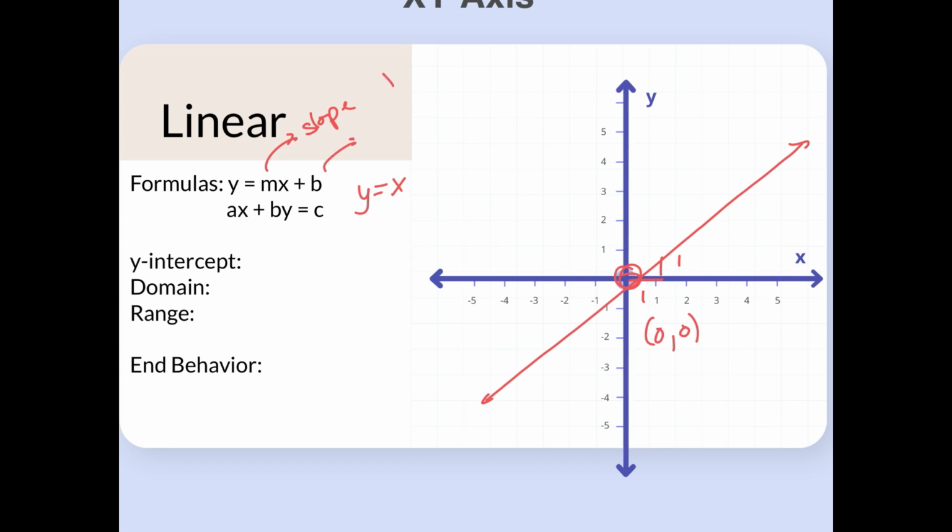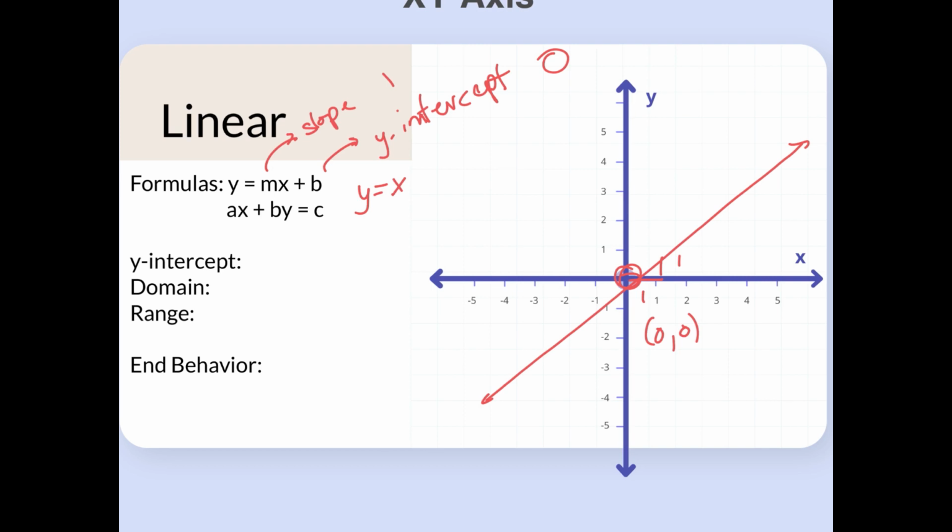And then b here stands for our y-intercept. Remember that our y-intercept is the point where the line crosses the y-axis. In this case, since it's going through the origin, that means x equals 0, so our y-intercept is 0 for a standard linear function. The formula on the bottom, you'll sometimes see this called the standard form.